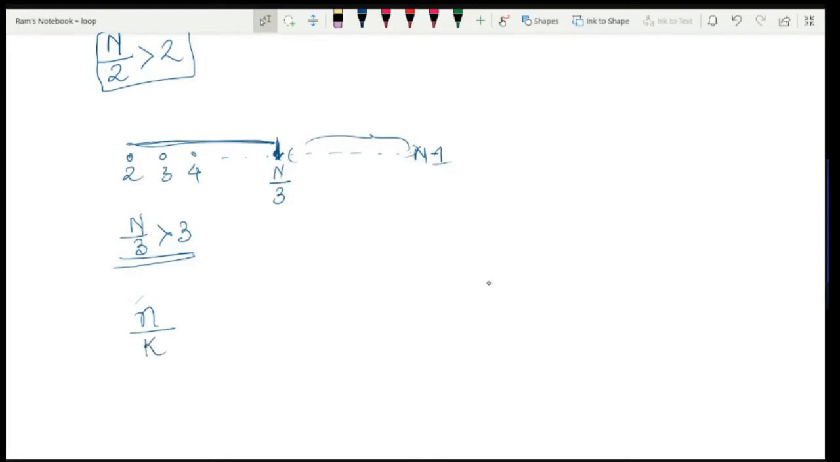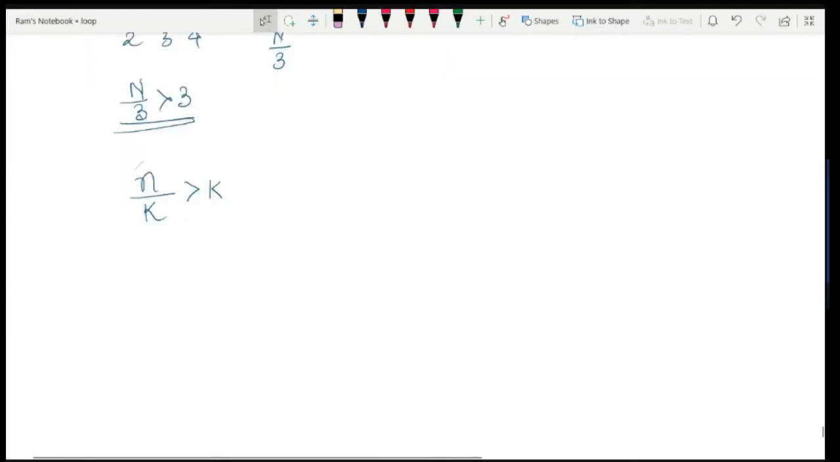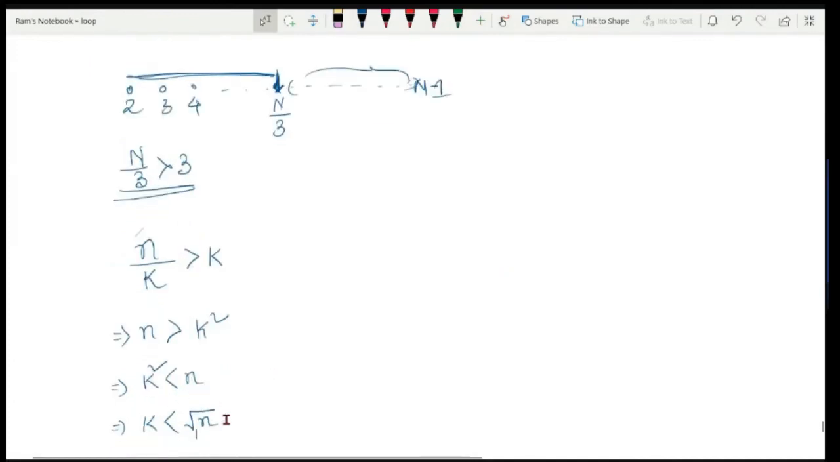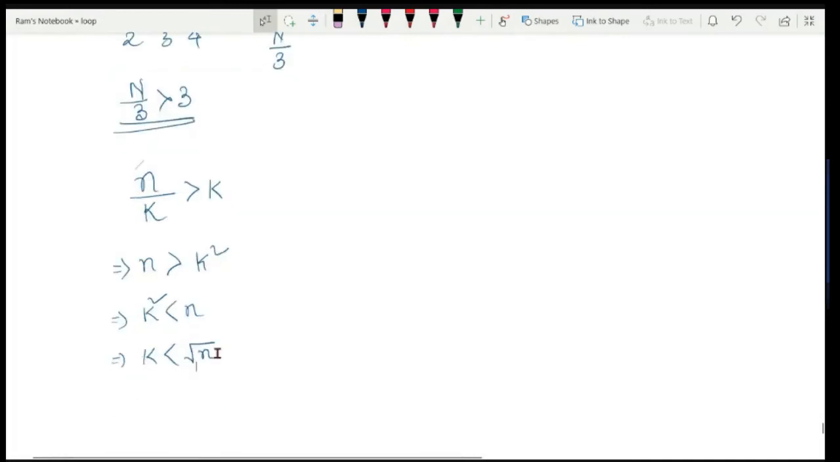If we have reached up to n by k, then we can stop the process if we know that n by k is actually greater than k. Okay, and then if we simplify it, we can write it in this way. This implies n is greater than k squared. It means k squared is less than n, or you can write k is less than square root of n. So as long as the value of k is less than square root of n, this condition will be true. As a result, we can stop the process.